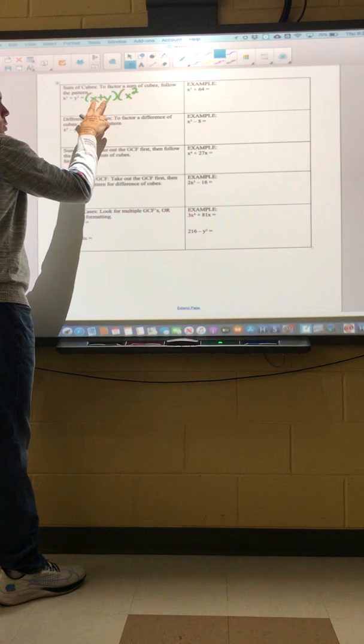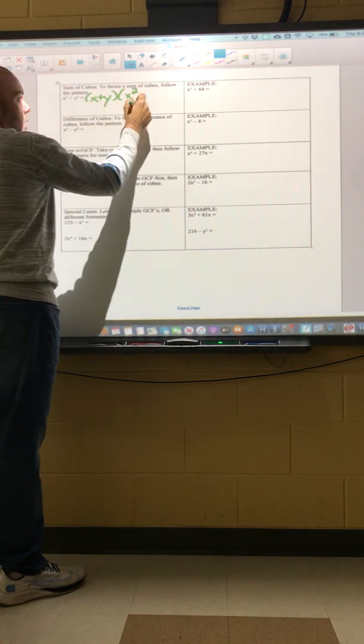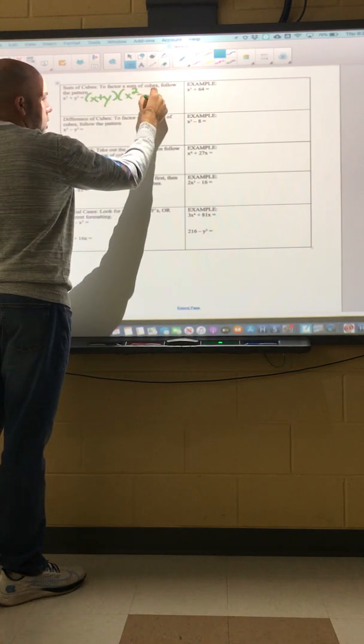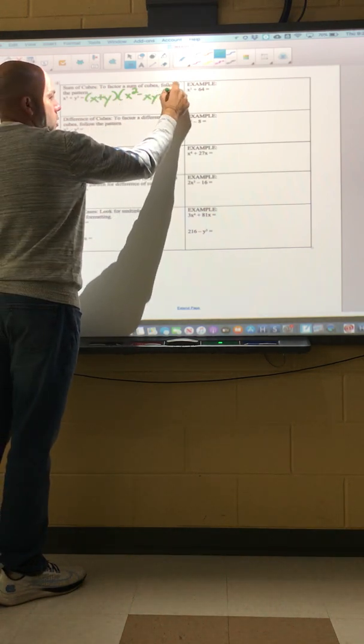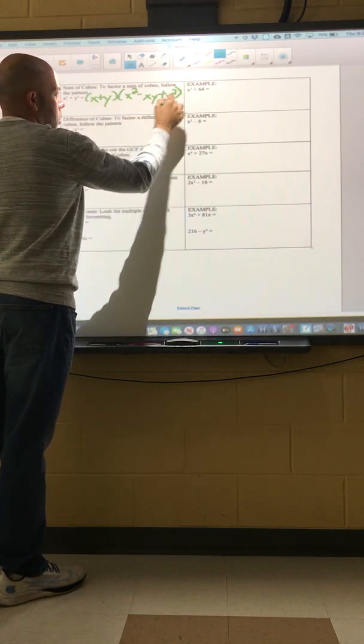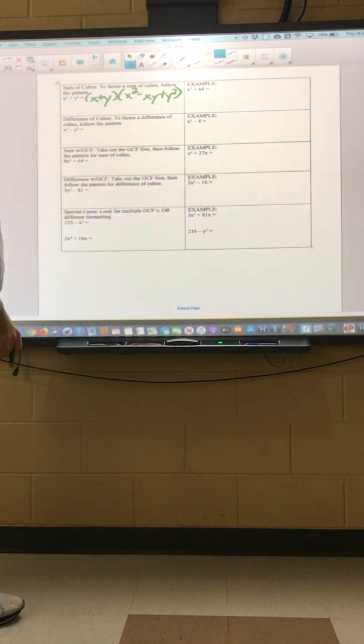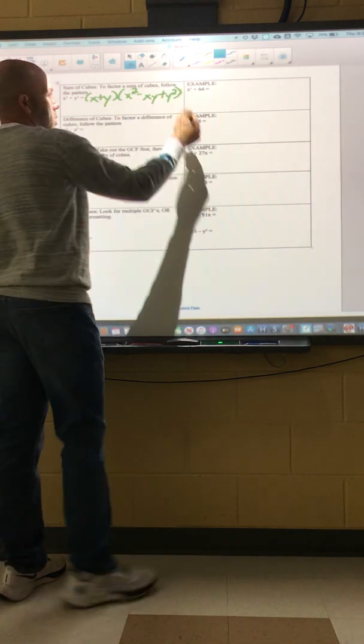I do these two terms times each other. X times y is positive xy. I need to cancel it, so I do negative xy. Y times y is y squared. So then there we go. Boom. Okay, so now I'm just going to follow that pattern to do this example.